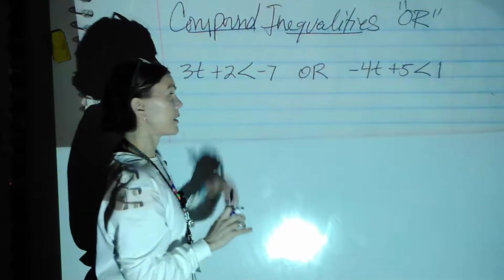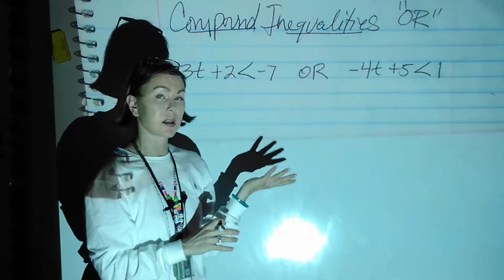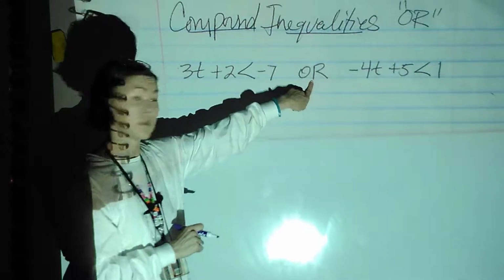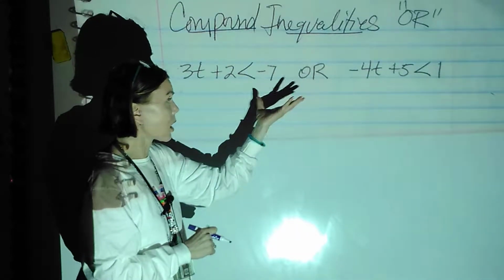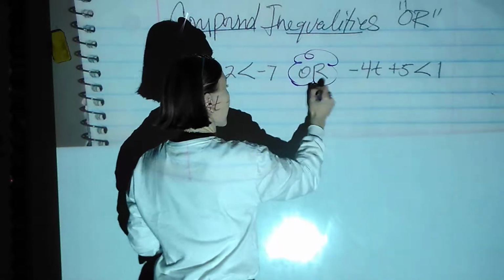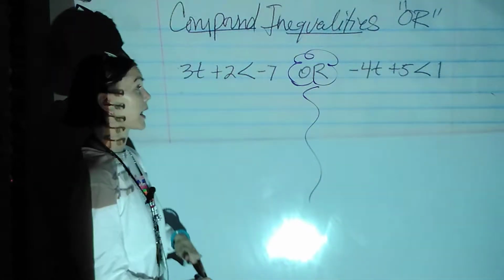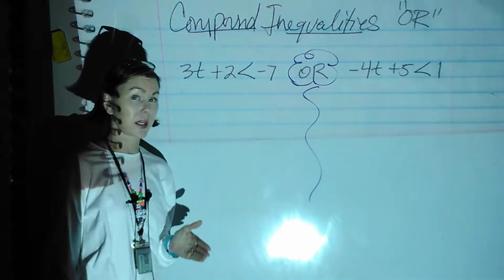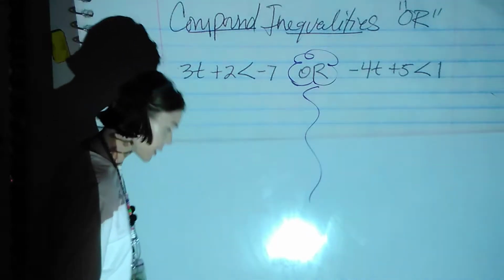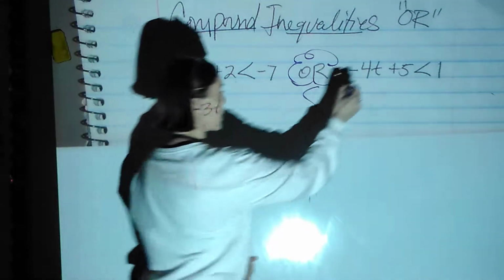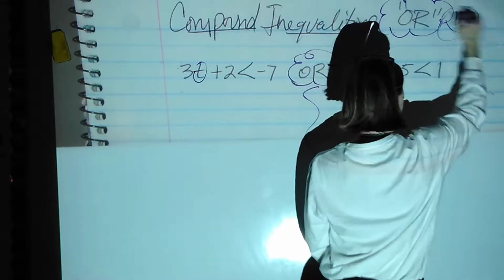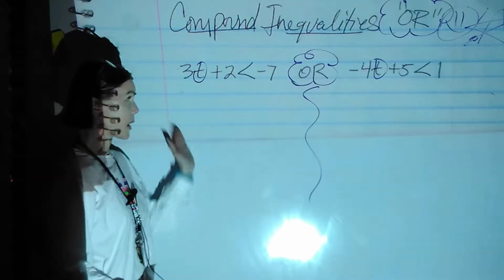Okay, so this is the easier of the two, which is why I'm doing this first, and we know that this is an or compound inequality because it says or. When it says or, all you need to do is solve it and graph it. That's how easy it is. So here we go. We're going to solve for t on both sides. And yes, this is an or compound inequality.